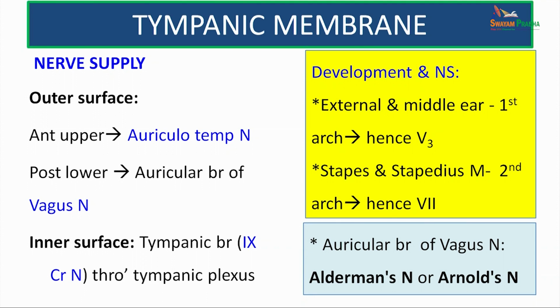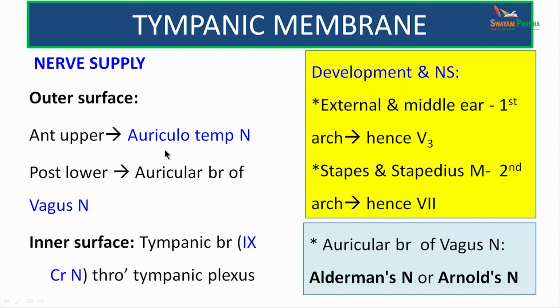To talk of the nerve supply of the tympanic membrane, on the outer surface, the anterior upper portion is supplied by the auriculotemporal nerve, and the posterior lower portion is supplied by the auricular branch of the vagus. The inner surface of the tympanic membrane is supplied by the tympanic branch of the glossopharyngeal nerve through the tympanic plexus.